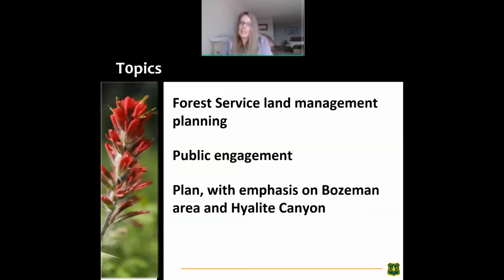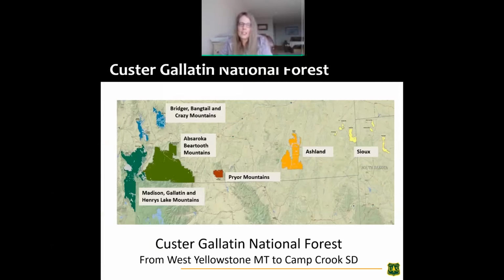So first, let me start with some orientation to the Custer Gallatin National Forest. The Custer National Forest combined with the Gallatin National Forest in 2014. So now we have a forest that stretches from the Montana-Idaho border near West Yellowstone on into eastern Montana and the northwest corner of South Dakota. So please keep this map in mind when we talk about our public meetings.